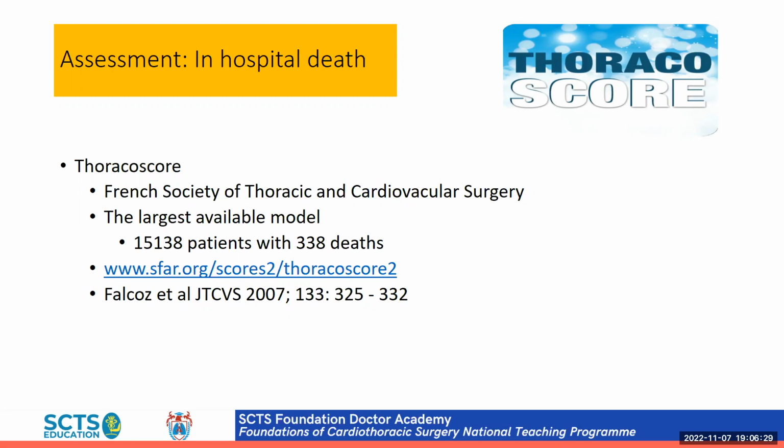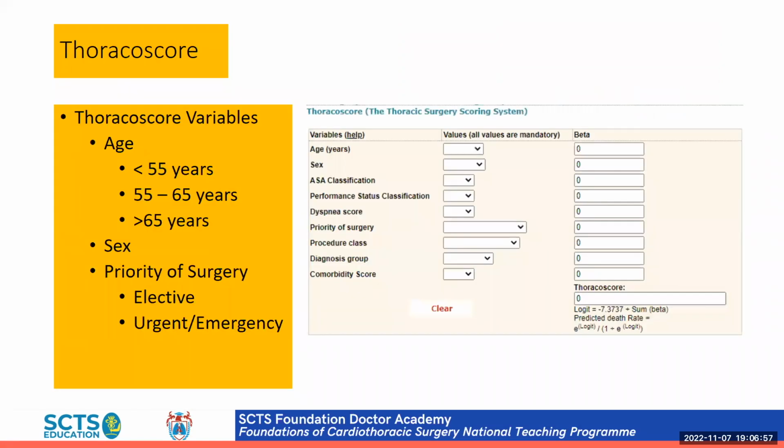There are a few models that you can use for predicting risk of mortality from thoracic surgery. The one that is mostly validated and used is the Thoracoscore. This is coming from a French society, and it has been tested on 15,138 patients, and they looked at the deaths that happened in hospital after the operation. You can access this through their calculator.